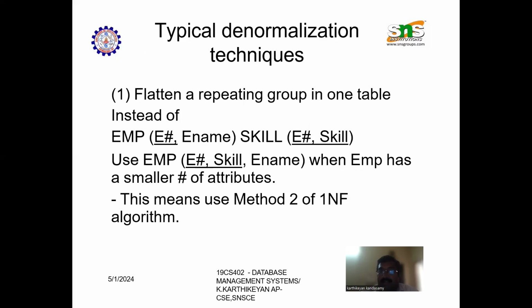the denormalization technique flattens the repeating group in one table. For example, employee has skill: employee has, name, skill; you use employee has skill name, when employee has is a smaller attribute of the particular table. This means using one of the algorithms, which must be ensured in your table. For example, all values are single valued and atomic; verify this condition. So this is the process of the first normal form condition.